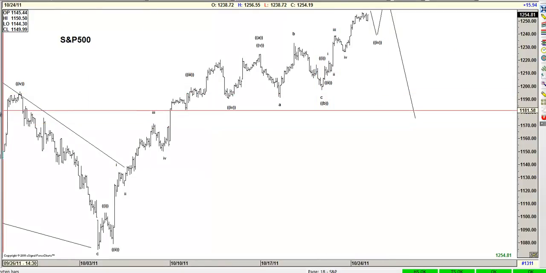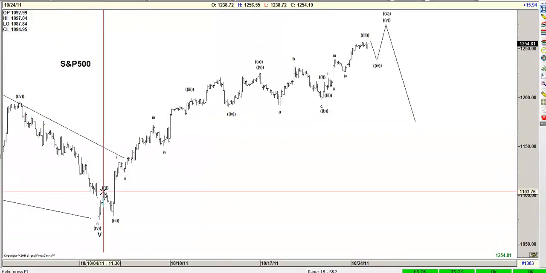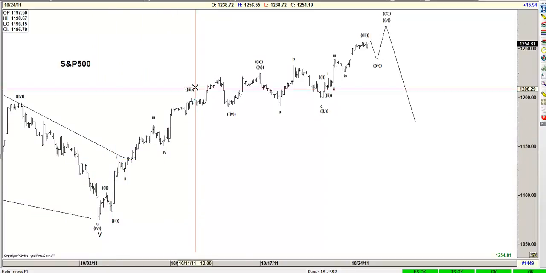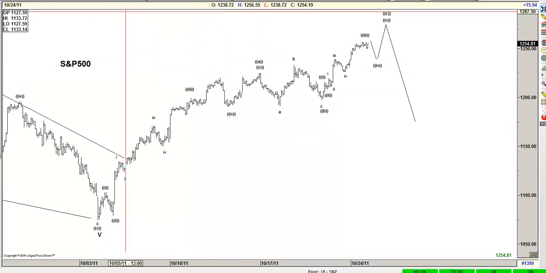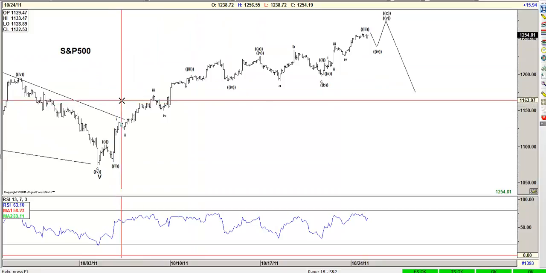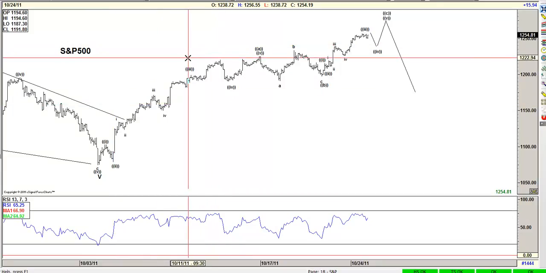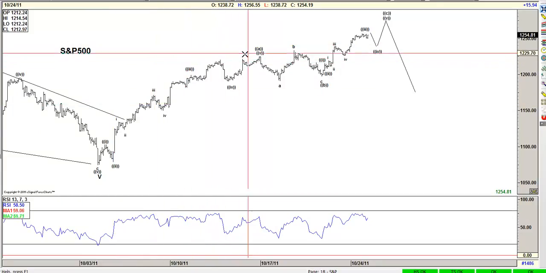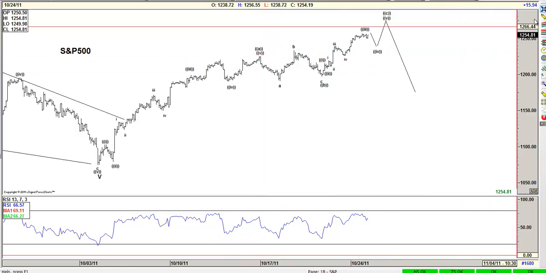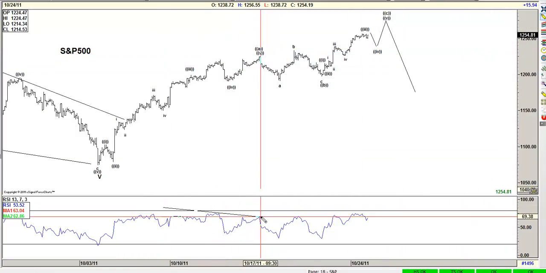S&P in an hour, this is what I've been telling you. Look, 1, 2, 1, 2, 3, 4, 5, 3, 4, and a 5. Most important, look at the RSI. You see, right here you have a higher reading, 303. You see divergence. Now, that's a divergence.